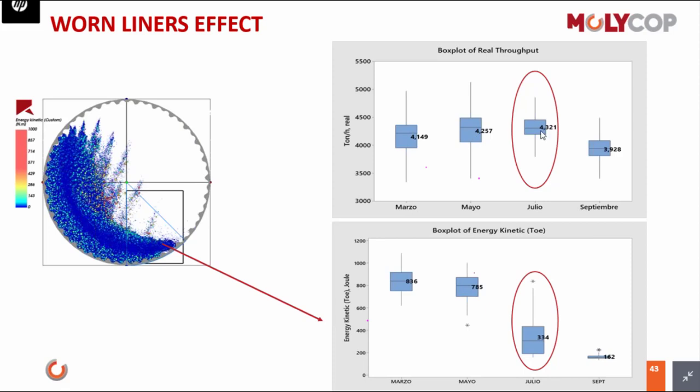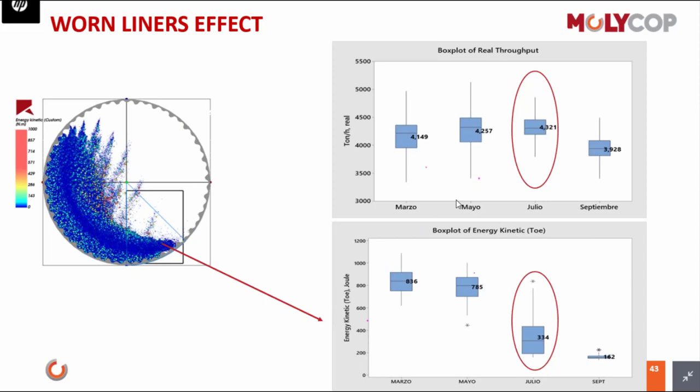So they have a peak of throughput until July. More or less, it's stable. This is a variation to the ore, I think so. But if they continue using the same liner, the throughput is going to be reduced. So for us, what is the right time for taking out the liners? It's in July. Do not wait until September to lose throughput. Because if you make the financial calculation, I think working at this rate is not good for the project.